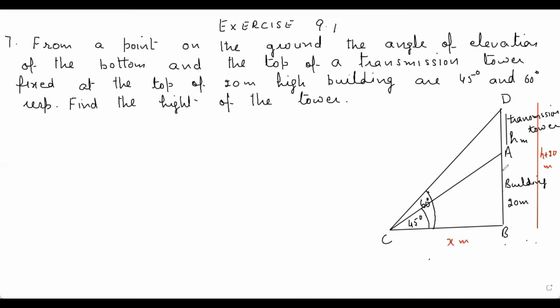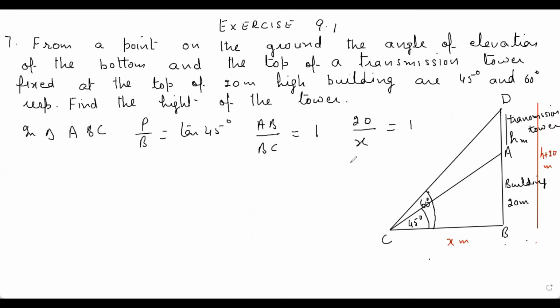Now we have two right angle triangles, one is ABC, the other is DBC. So in right angle triangle ABC, perpendicular upon base is tan 45 degrees. Perpendicular here is AB and base here is BC, which is equal to 1. AB is 20 meters and BC is x meters, so 20 upon x is equal to 1. If we cross multiply, x is equal to 20 meters.